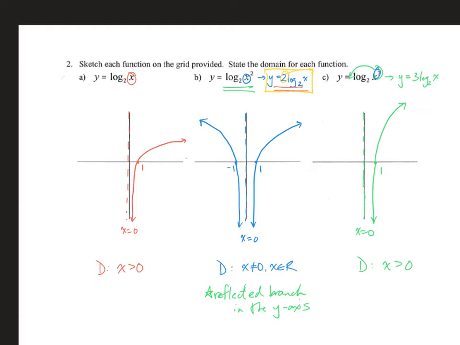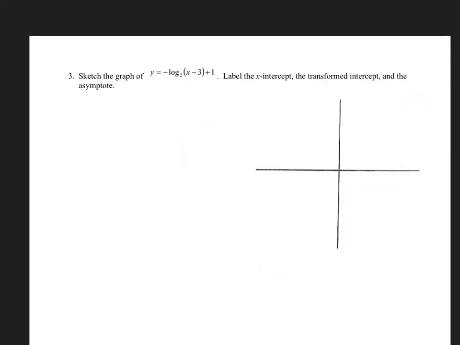Okay, we're going to jump in and deal with 2 sketching problems so we can see the process we would go through in order to sketch a function. So I want you to take a look at the instructions in question 3. We're going to sketch the graph of that function. And very similar to our exponential graphs, we're going to have 3 properties that we need to label: the x-intercept, the transformed intercept, and the asymptote.